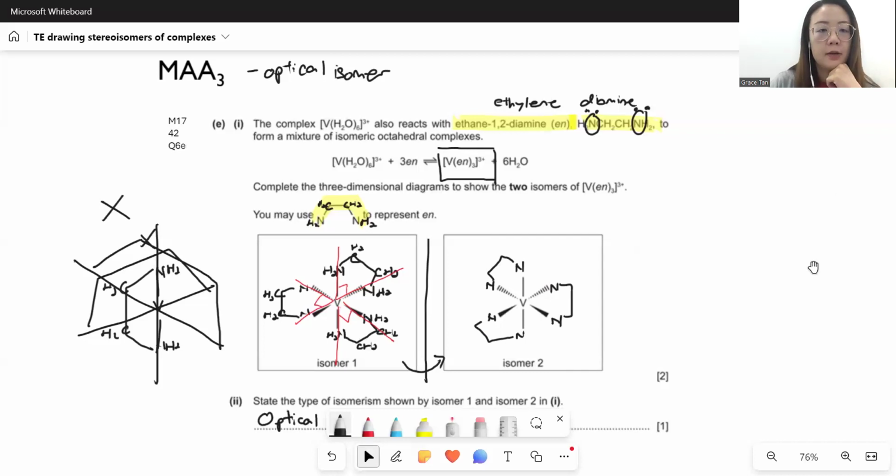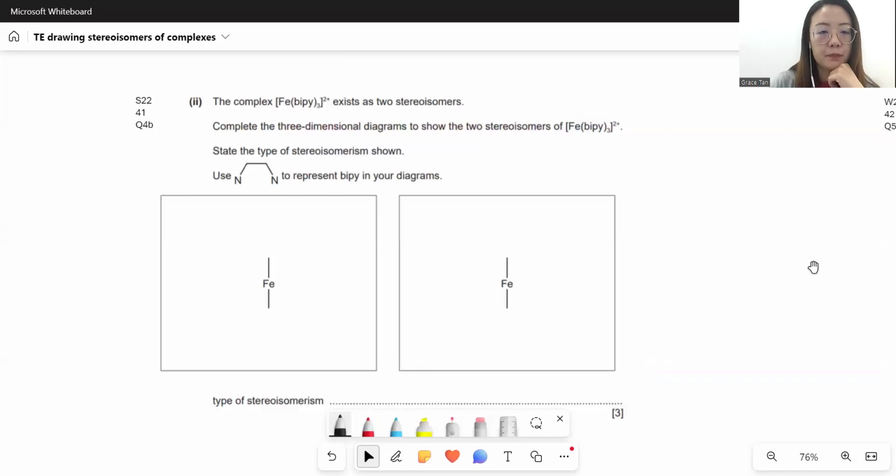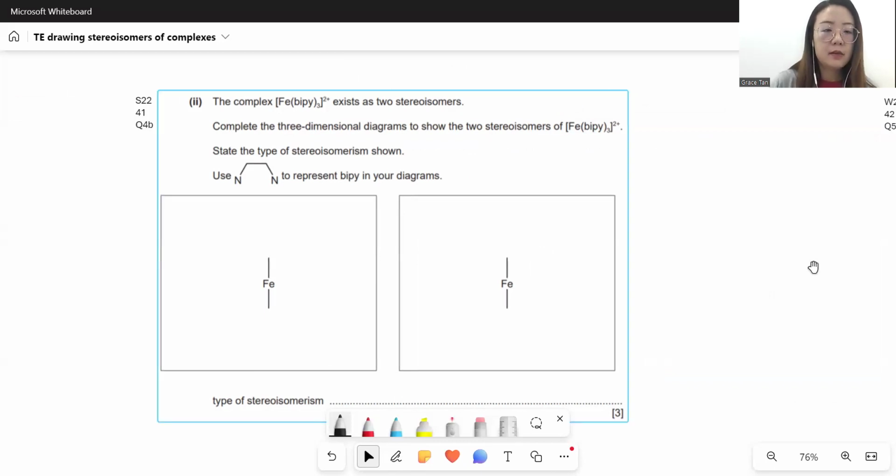Now let's go to another example here. Something not familiar, but it's okay. They did say above the question, in fact, they say you may use CCN, a skeletal formula, to represent your BIPY. So BIPY over here is also a bidentate. Not in our syllabus, but it's fine, because they already allow us to use it and they already tell us that it's a bidentate case.